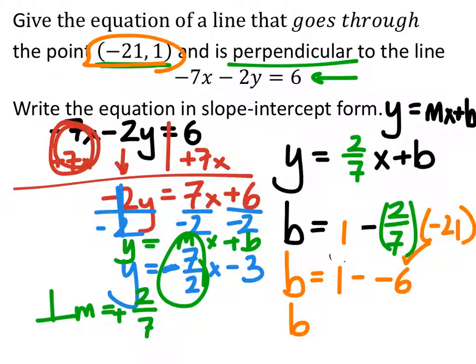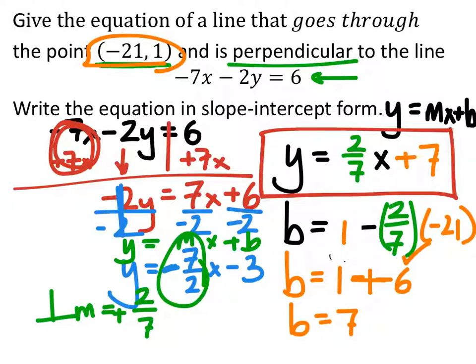You can plug that in the calculator. Some of you wouldn't need to. You know that minus a negative is plus, and 1 + 6 is 7. So that allows me to replace the b with that positive 7, and yeah, we show the positive as a plus sign. And this right here would be the equation of the line that is perpendicular to -7x - 2y = 6. But it also goes through this point, (-21, 1).